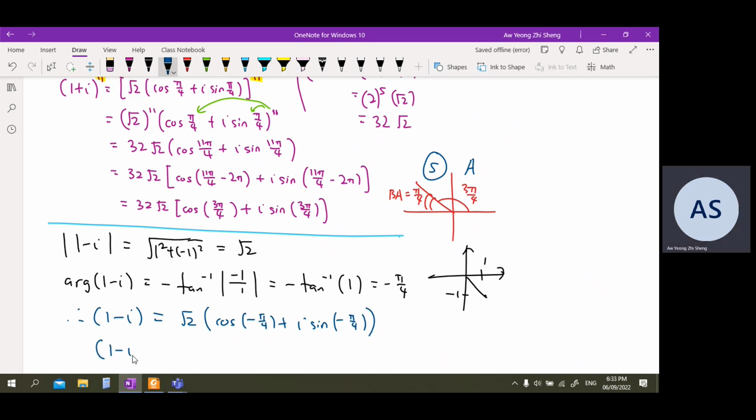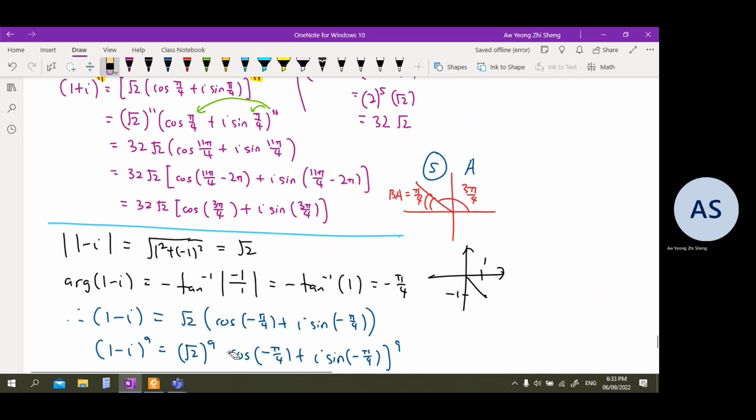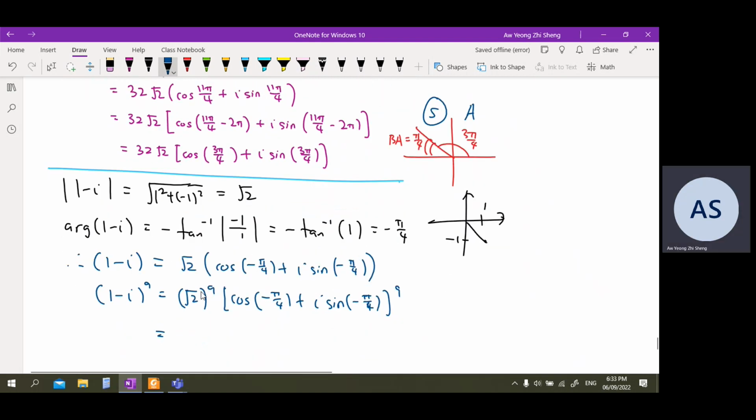Then when I apply power 9 to both sides, I will get root 2 to the power of 9 times the bracket cos of minus pi over 4 plus i sine of minus pi over 4, to the power of 9. Root 2 to the power of 9 is just 2 to the power 4 times root 2, which is 16 root 2. Then for the power 9, by De Moivre's theorem, I can distribute it, because I already have the cos theta plus i sine theta form inside the square bracket. And so I can happily apply De Moivre's theorem.